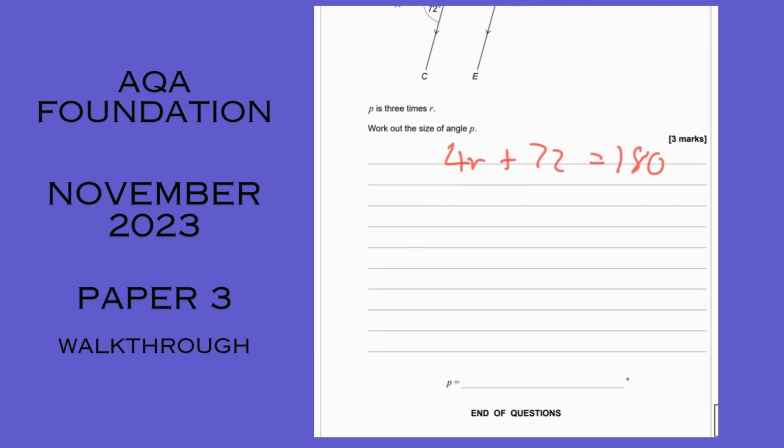So if you subtract 72 from both sides and divide both sides by 4, r is 27. But don't forget, it actually asks for p, so you need to treble it. And we get 81 for the size of angle P.